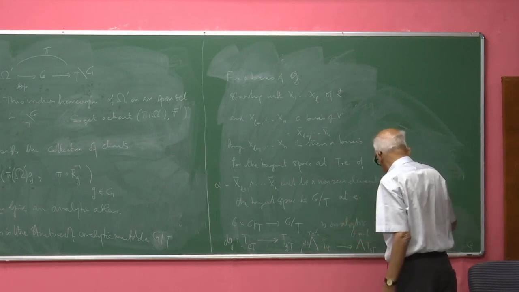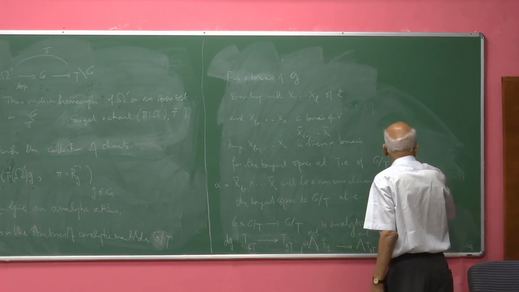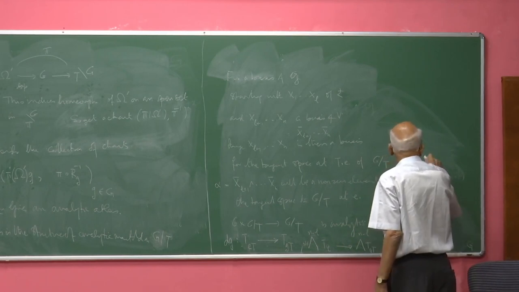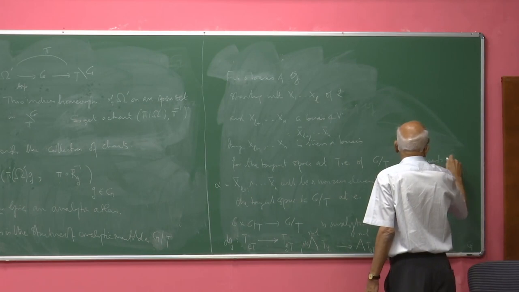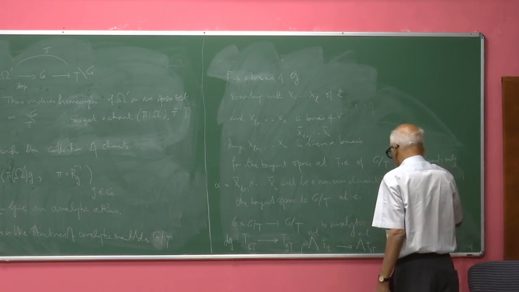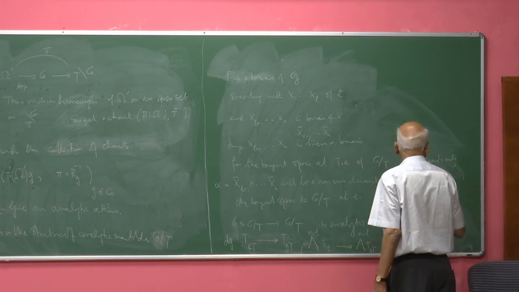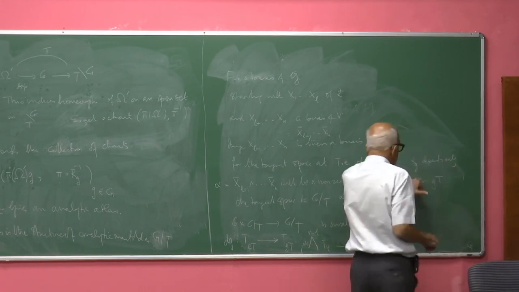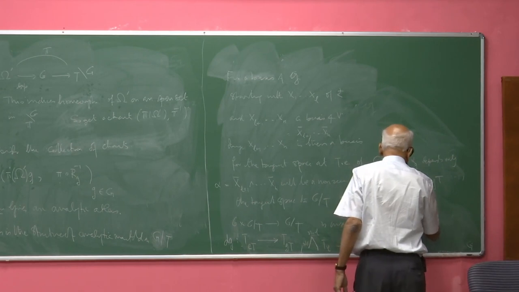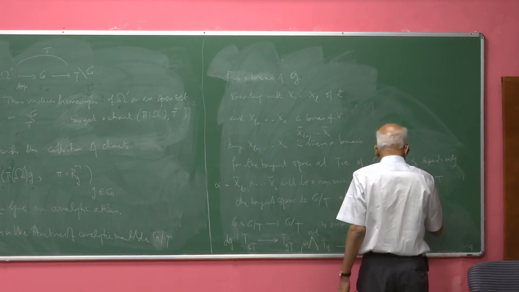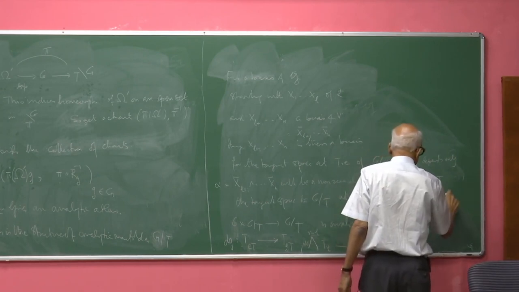the claim is alpha g depends only on the coset gt. That is, if I modify, in other words, alpha g is the same as alpha gt for every t in T.